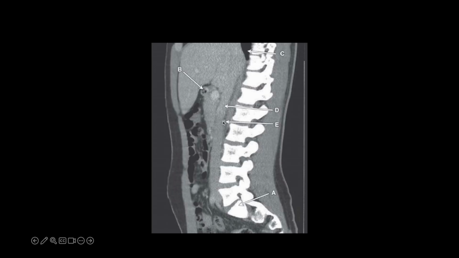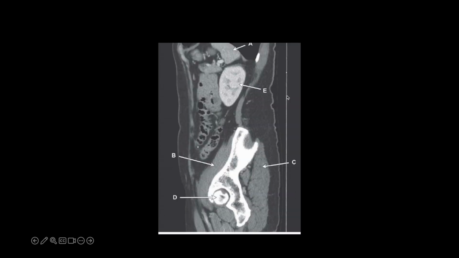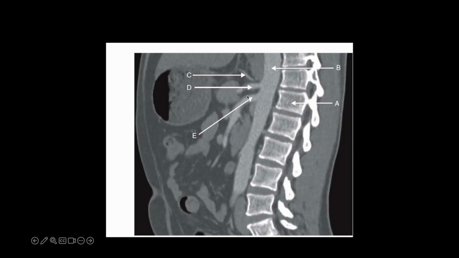E is the right renal artery. So the right renal artery goes posterior to the IVC. Again, we know that this is the aorta because these vessels are coming off. Celiac trunk, SMA.